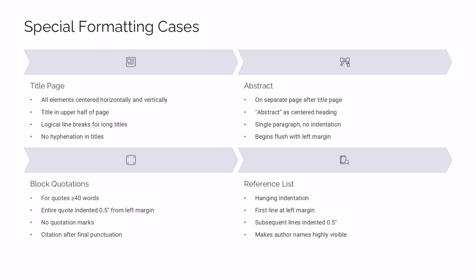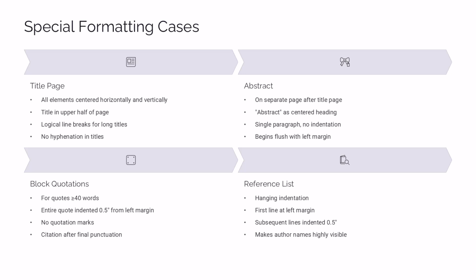Abstract formatting, when required, follows its own specific rules. The abstract appears on its own page immediately following the title page. The word abstract appears as a centered heading at the top of the page, followed by a single paragraph that summarizes your entire paper. The abstract paragraph does not indent its first line. It begins flush with the left margin. This formatting distinguishes the abstract from regular body paragraphs and follows established scholarly conventions.